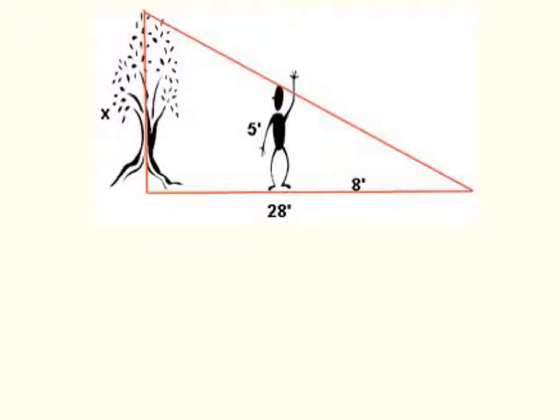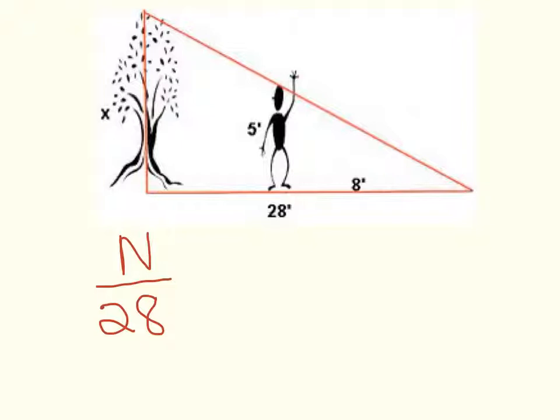Let's see how this helps us solve a real-life problem. I want to figure out the height of a tree. I know that that tree is creating a shadow that is 28 feet long. So I have a tree of some particular height, let's call it n, creates a shadow that is 28 feet.